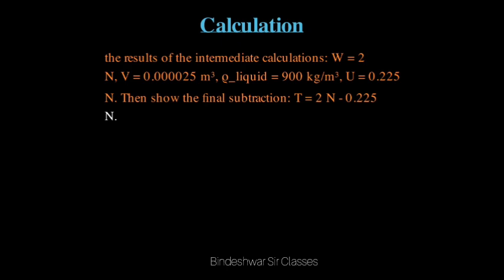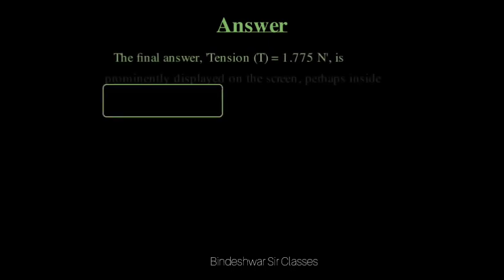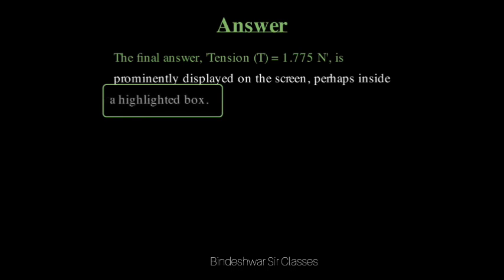Finally, we find the tension, T equals W minus U, which is 2 newtons minus 0.25 newtons. Completing the final subtraction, 2 minus 0.25 gives us 1.75. So, the tension in the string is 1.75 newtons. This is our final answer. It's very important to write the unit, newtons, after the numerical value to get full marks.